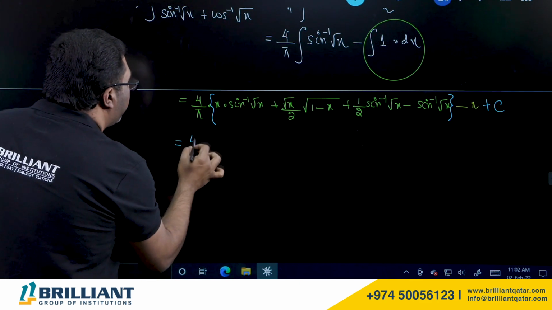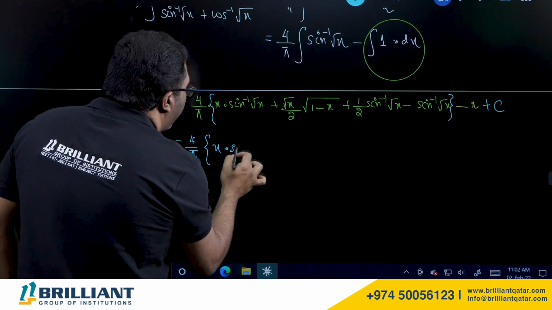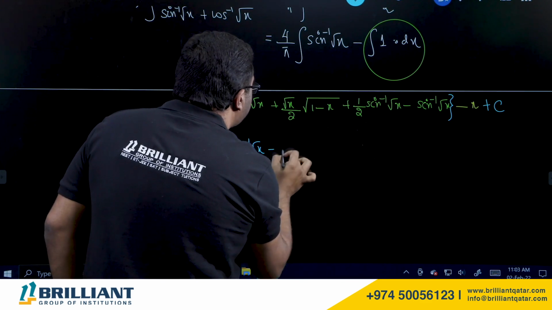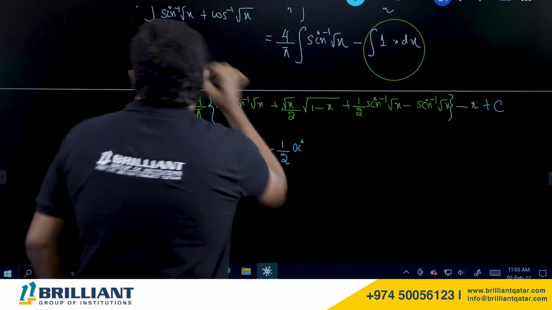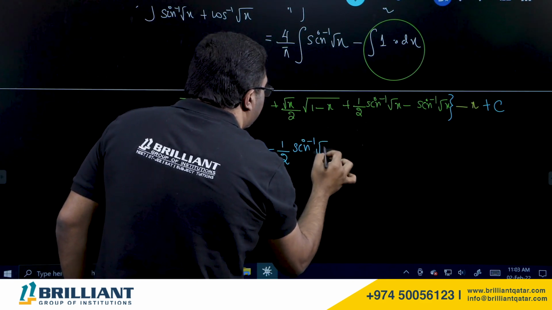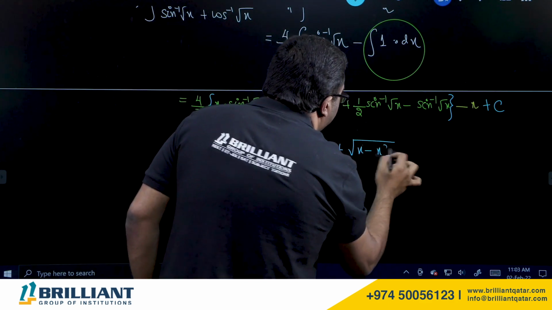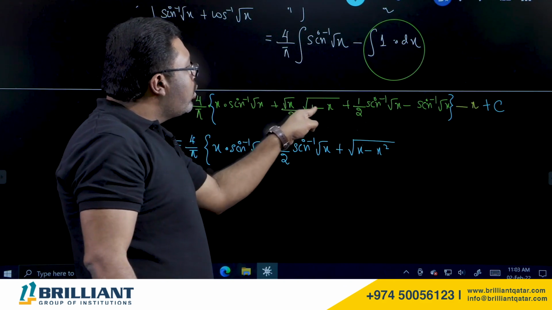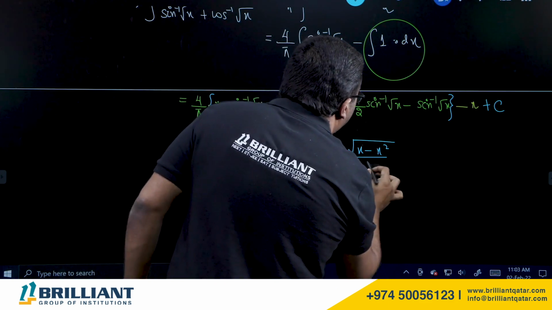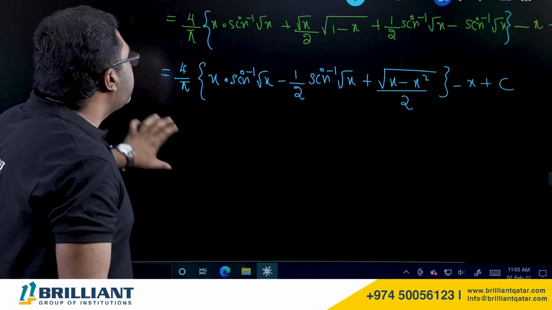That is equal to 4 by pi, x into sine inverse root x, and that is going to be minus half sine inverse root x plus root of x minus x squared. This is root x, this is root of 1 minus x, so x can be multiplied inside. x minus x squared divided by 2 minus x plus c.